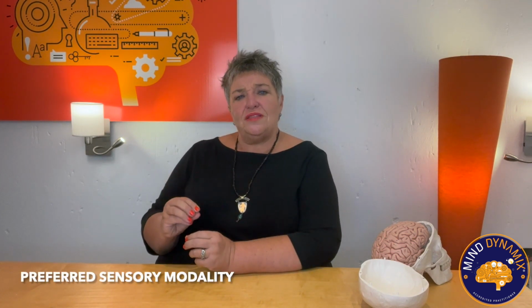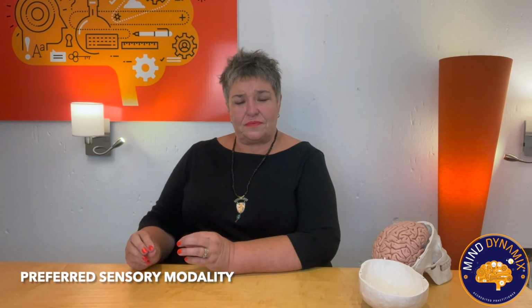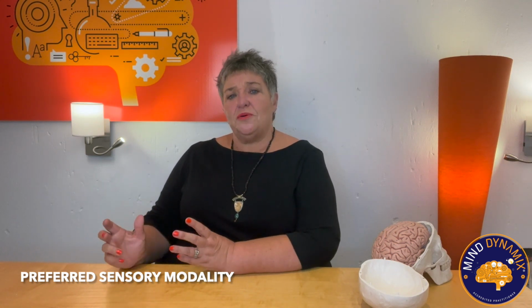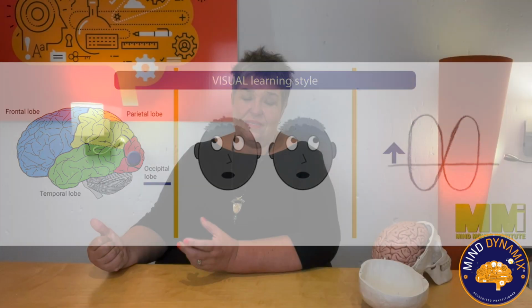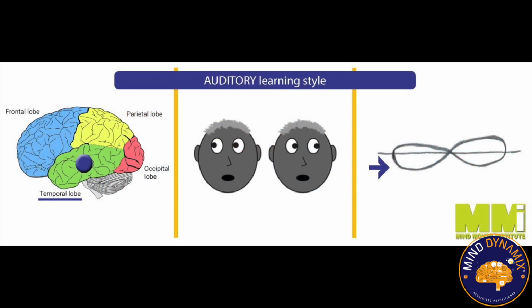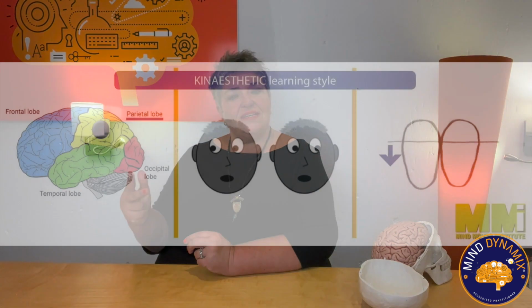Okay, now we're going to add one more section, which is called a preferred sensory modality. So we spoke about the eyes and the ears. There are three sensory modalities. The one is visual, through your eyes. One is auditory, using your ears. And the third is kinesthetic.